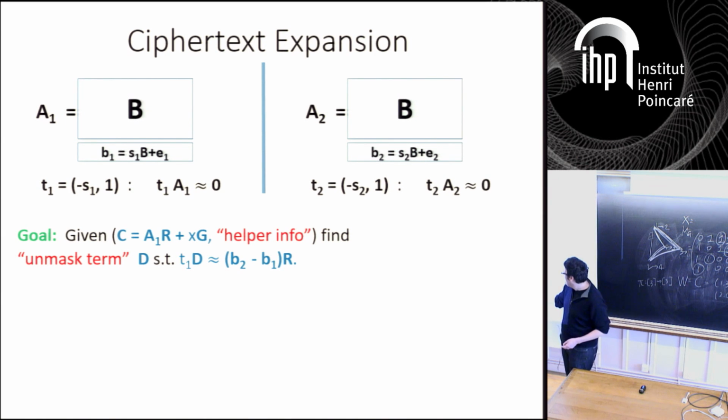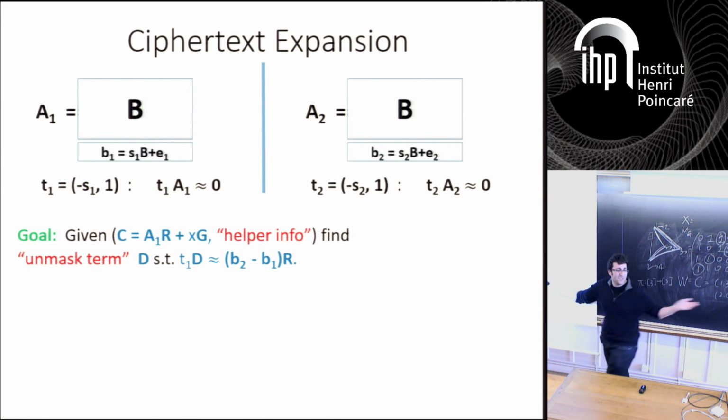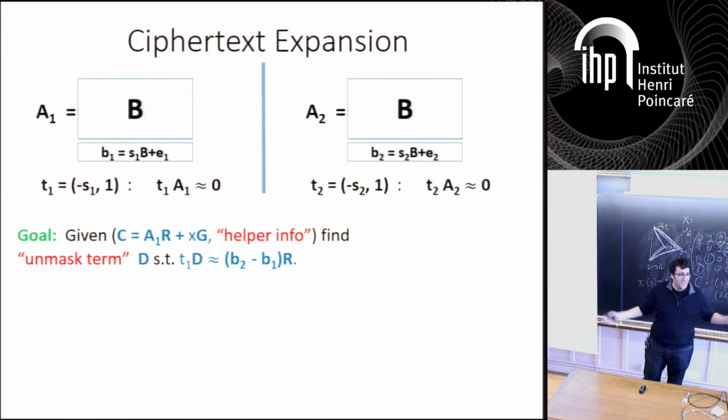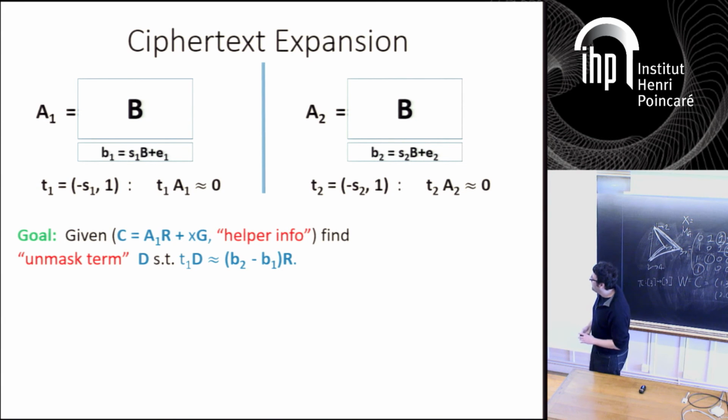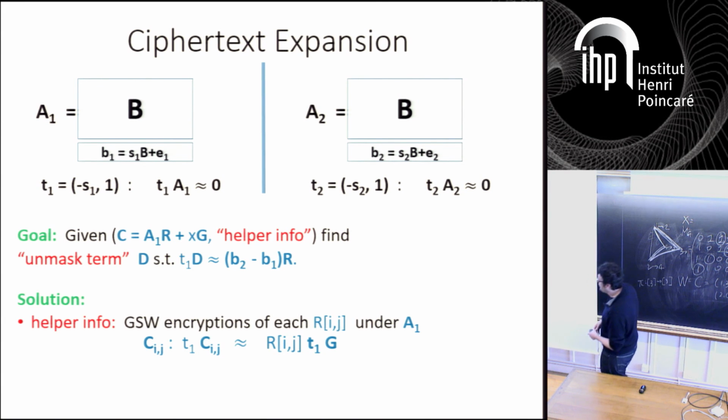Actually, why not just make D an encryption of this value? Can someone say why? Exactly. The reason is that party 1 can't do it at encryption time because he doesn't know B2. He doesn't know the public key of party 2, which isn't even around. So that's the only problem, and the solution is actually pretty simple.